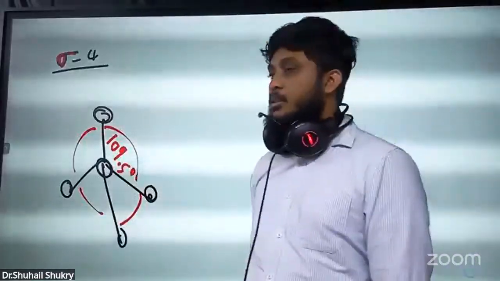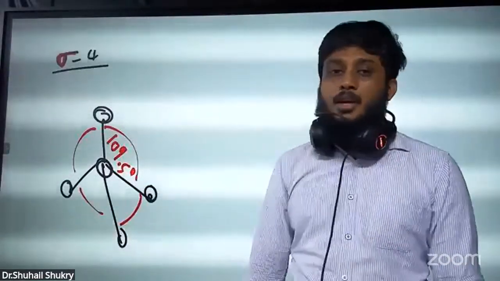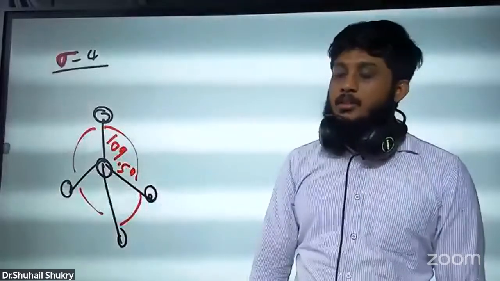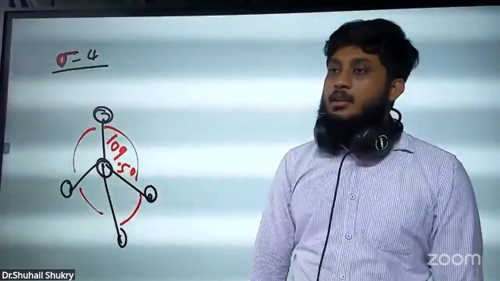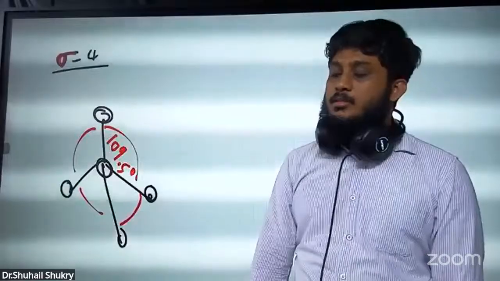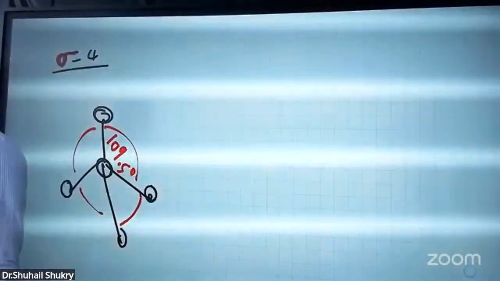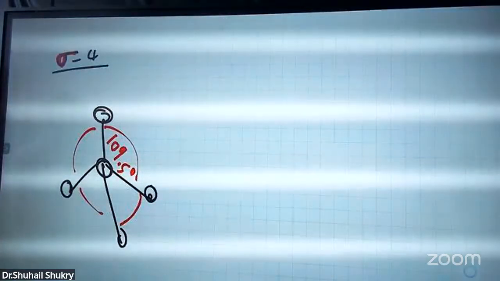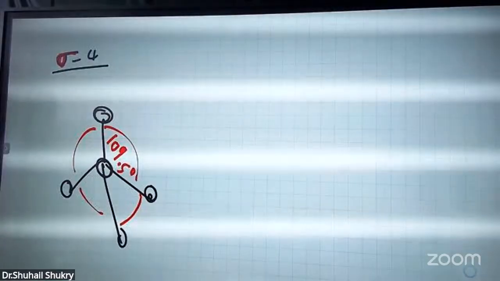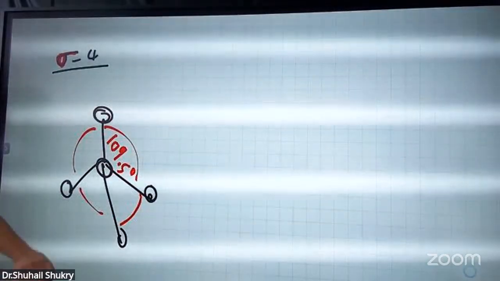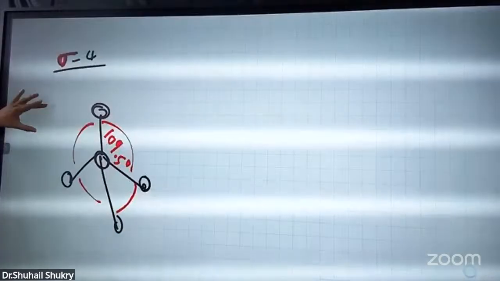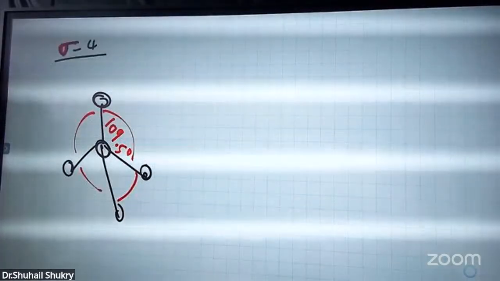109.5 degrees. If someone writes 109, will they mark it wrong? No. If I write 110, will they mark it wrong? No. These are approximate values. But if I put 112, they'll mark it wrong. A 1 degree difference doesn't change much, it's fine. Now we'll remove one by one.